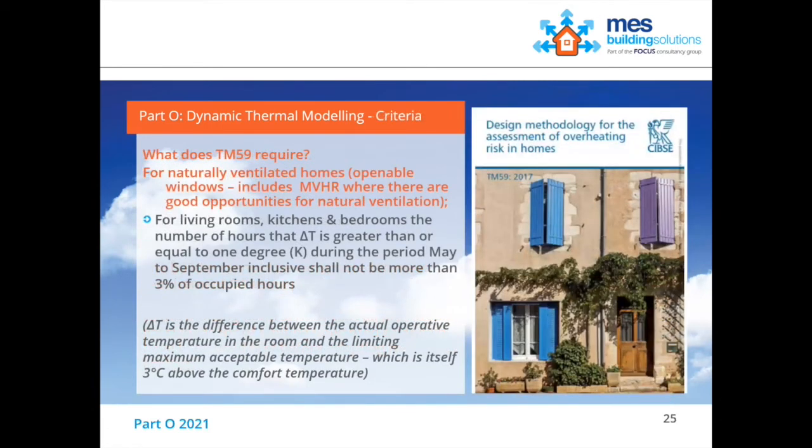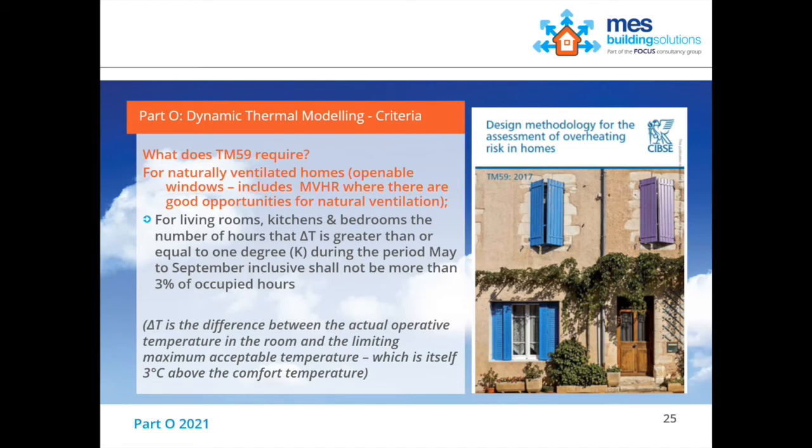So what does TM59 actually require? These are interesting things to try and define in some ways. They're not necessarily the most simple ways of doing things. There's two basic approaches. There's an approach for naturally ventilated homes, and a naturally ventilated home, from the perspective of TM59, is defined as one that you can open the windows in. It may still have MVHR or some form of mechanical ventilation system, but if you can open the windows in it, then TM59 would class that as being naturally ventilated.